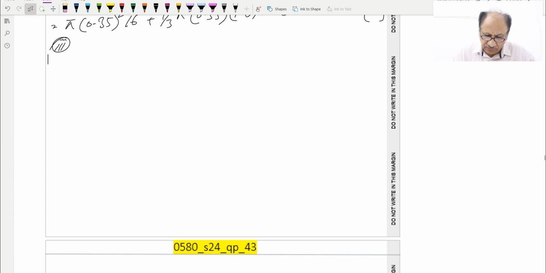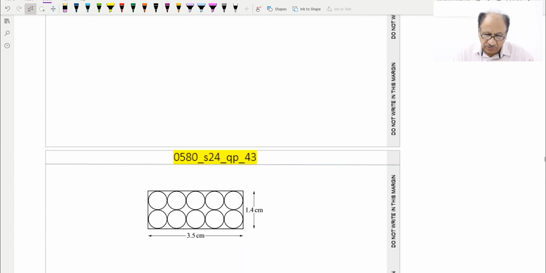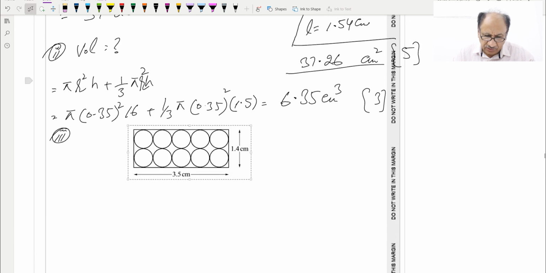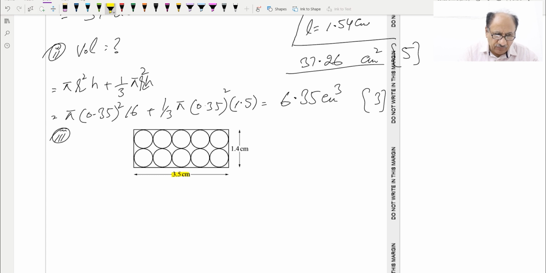They have provided the diagram. Basically we can go through this diagram also, and this diagram says one side is 3.5, this side is 3.5, and this side is 1.4, and the diagram is not to scale. So the question says 10 of the solids are placed in a box in the shape of a cuboid of length 17.5. The diagram shows one end of the box. Calculate the volume of the empty space in the box.